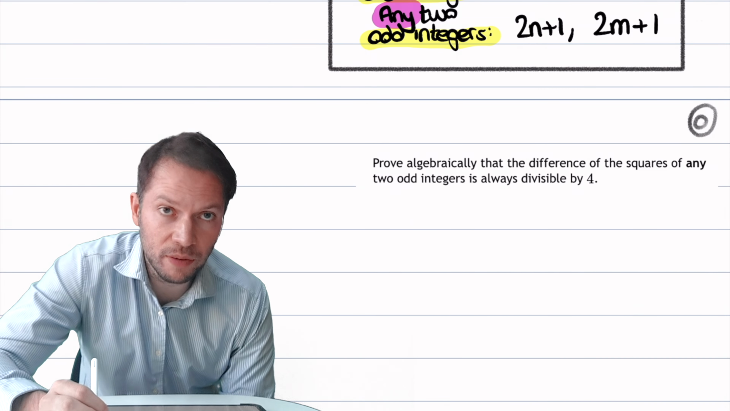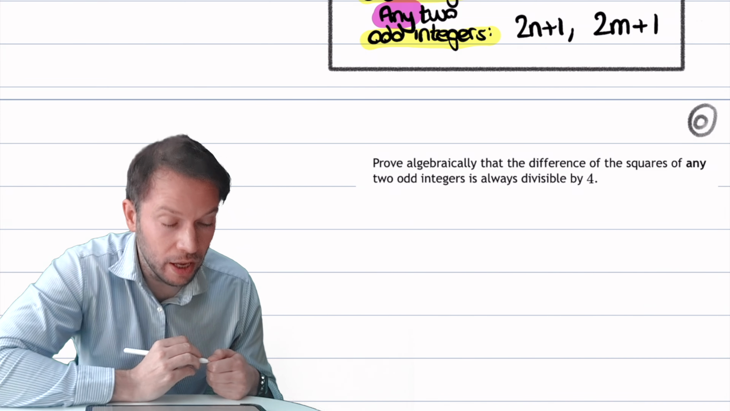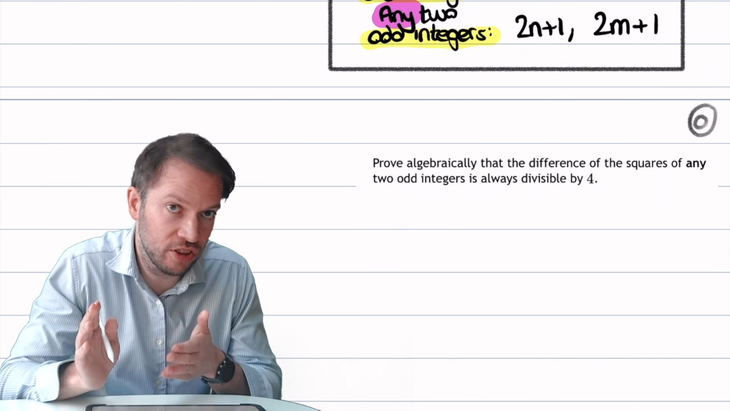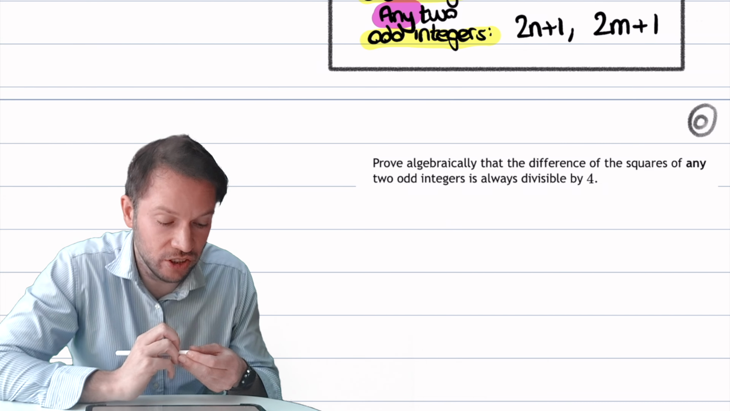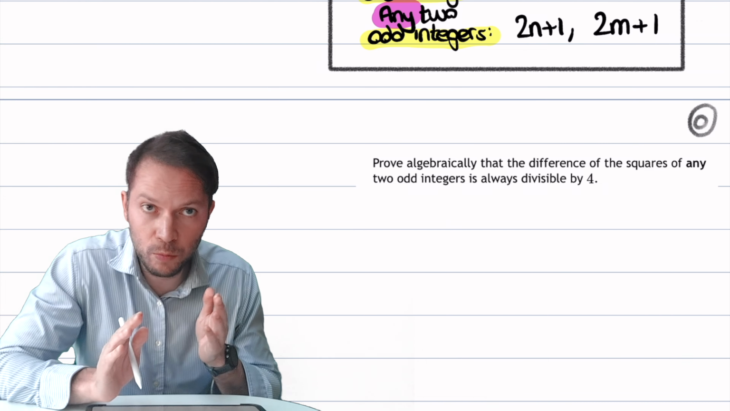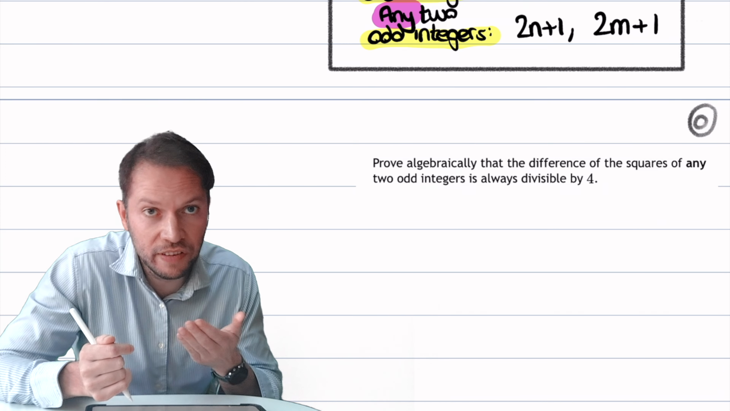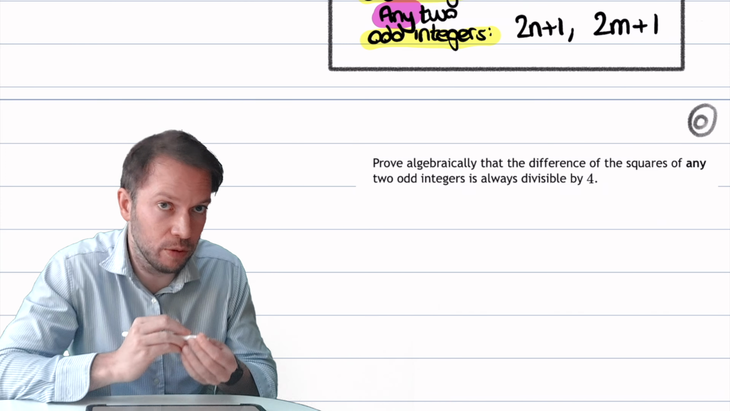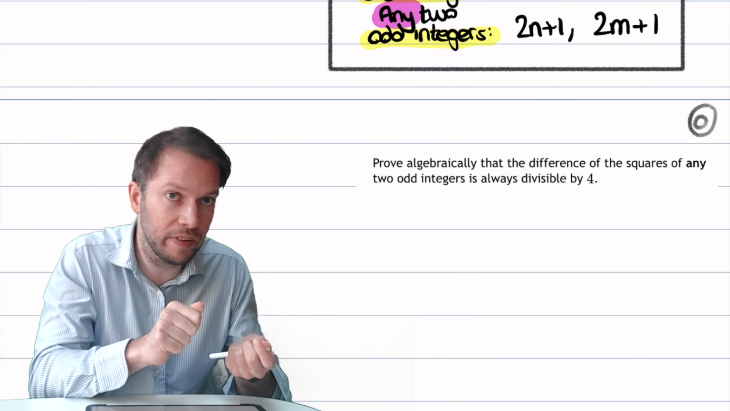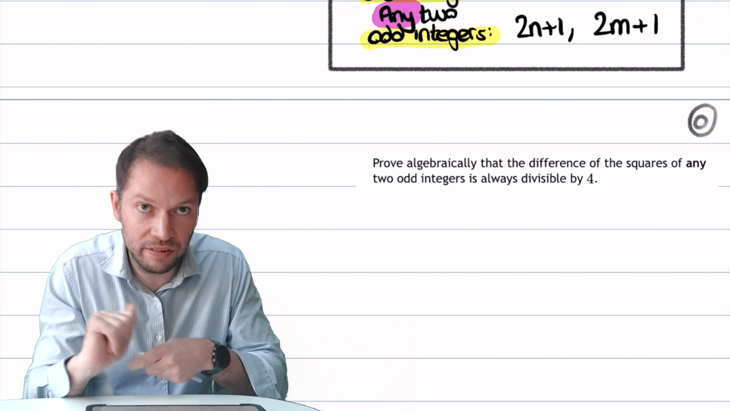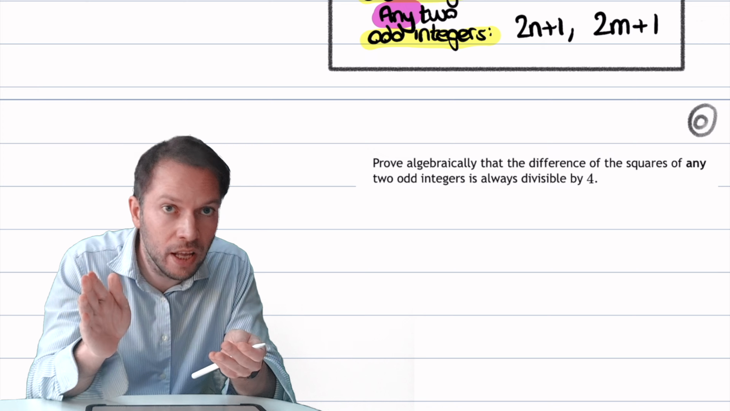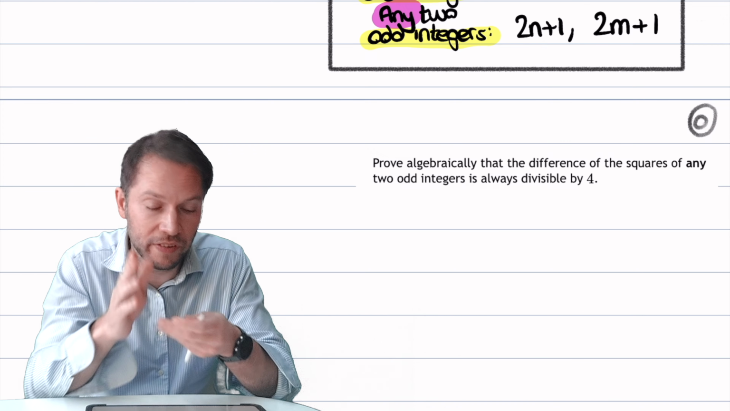Hi, in this video we're going to prove some statement to do with any two possible odd integers or any two possible even integers. And notice I didn't use the word consecutive. In previous videos on this skill, we've seen how to prove something to do with consecutive odd numbers or consecutive even numbers. Consecutive just means next to each other.